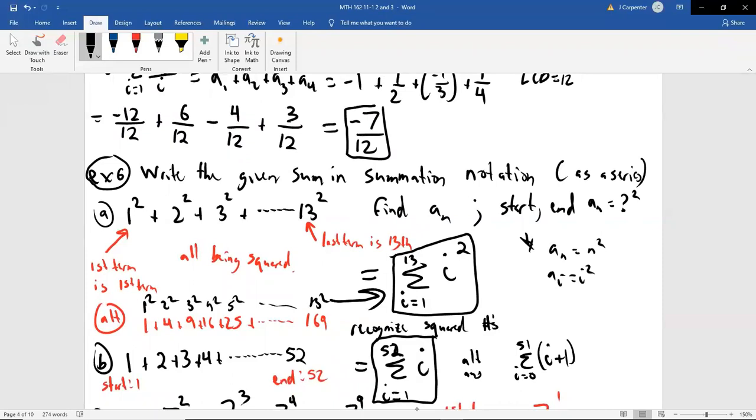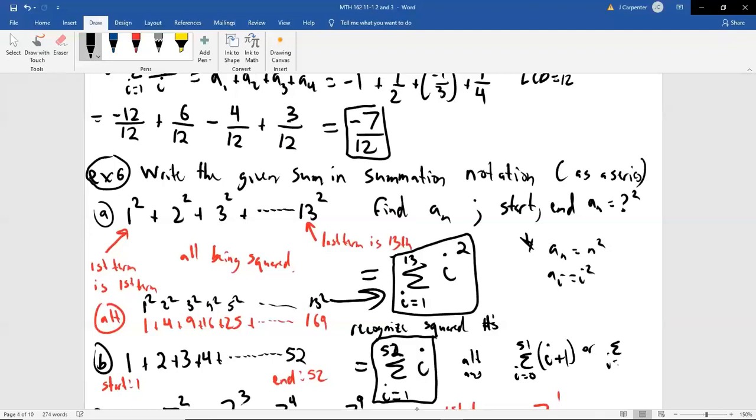If you plug in 0, 0 plus 1 is 1, so the first term is 1. If you plug in 1, 1 plus 1 is 2, so the second term in that sequence will be 2. If you plug in 51, 51 plus 1 is 52. So you would get the exact same 52 terms. It's just we have what we call an index shift, and it changes the formula slightly.